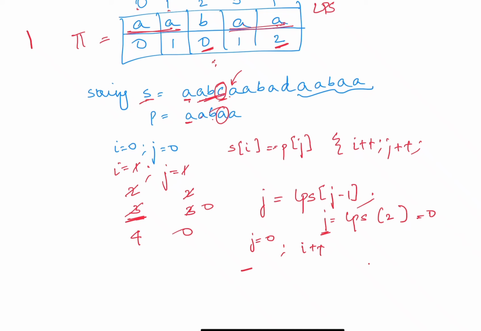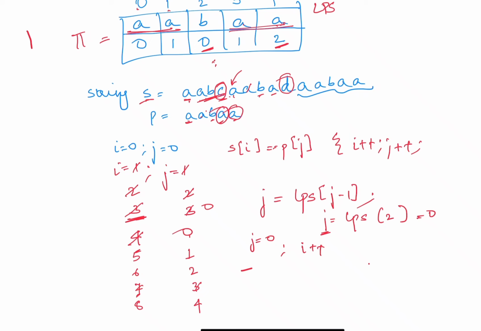So j equals 0 and i is 4. Okay, A and A match. Perfect. i is 5, j is 1. Again A and A matched. Okay, i is 6, j is 2. B and B matched. Perfect. i is 7 and j is 3. Again A and A matched. Perfect. So i is 8 and j is 4. Okay, A and D. Now here is a mismatch.